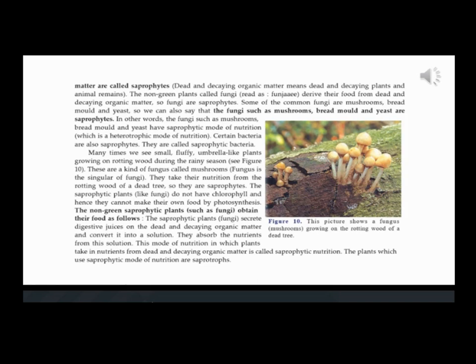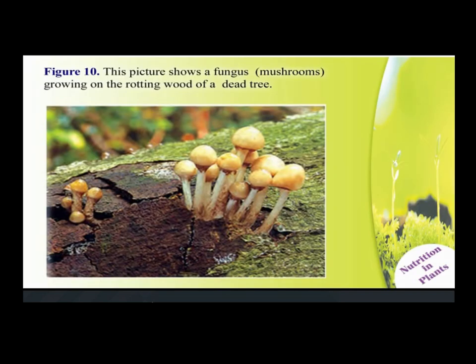During rainy season, children, you must have observed fluffy umbrella-like plants growing on rotting wood. Look into figure 10. This type of scene is very common during rainy season. These fluffy umbrella-like plants are called mushrooms, and mushroom is an example of fungus. Look into the figure, they are obtaining food from the rotten piece of wood.